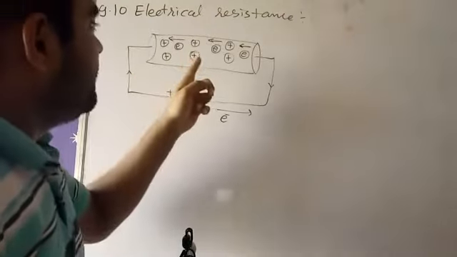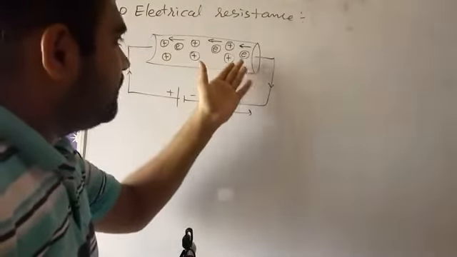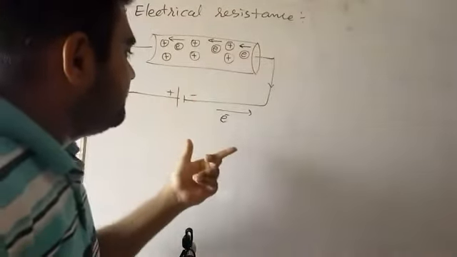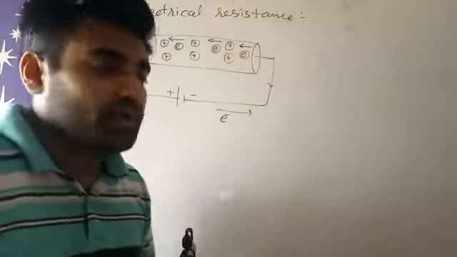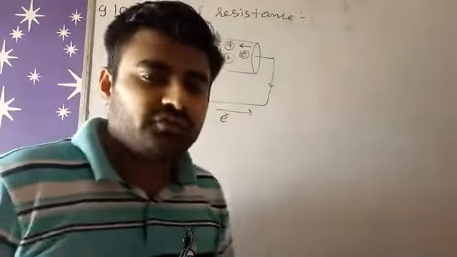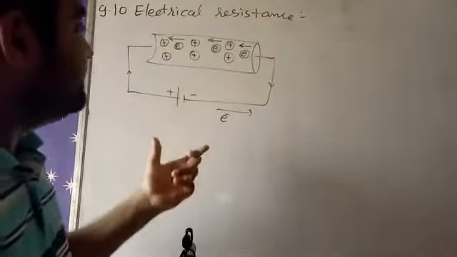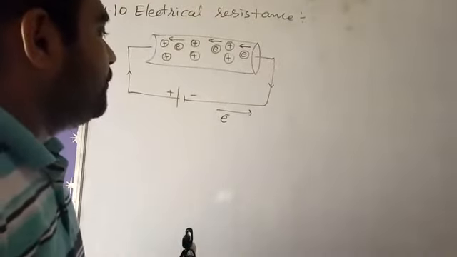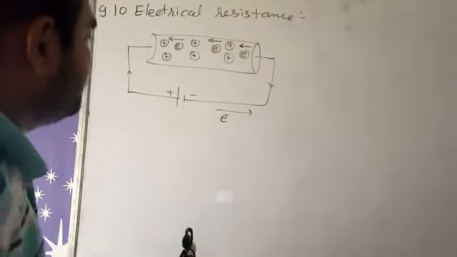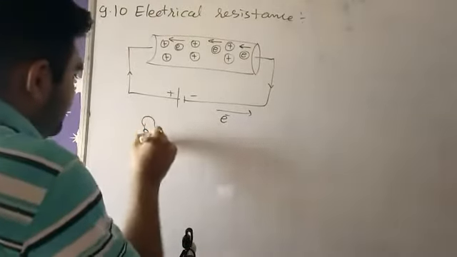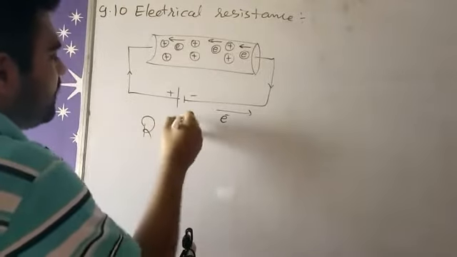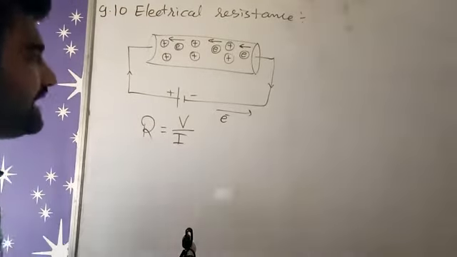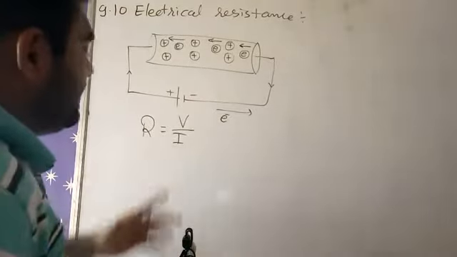Because of that resistance to electron flow, we have resistance to current also, because current depends on the flow of electrons. So that is called resistance of electric current, right? Here we denote resistance with R. According to Ohm's law, R is equal to V upon I. So that is called resistance.